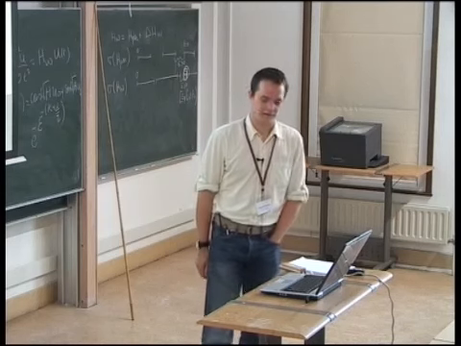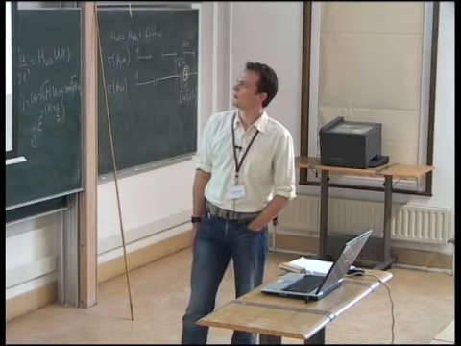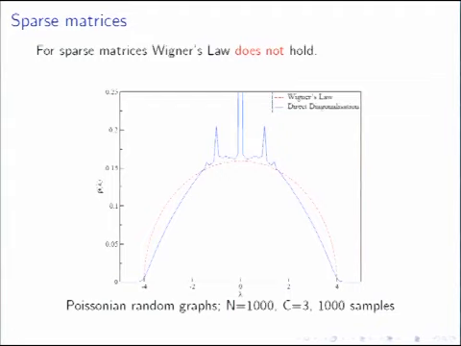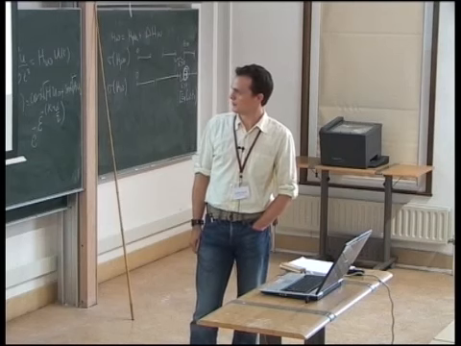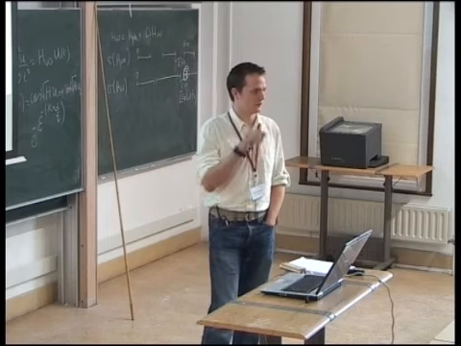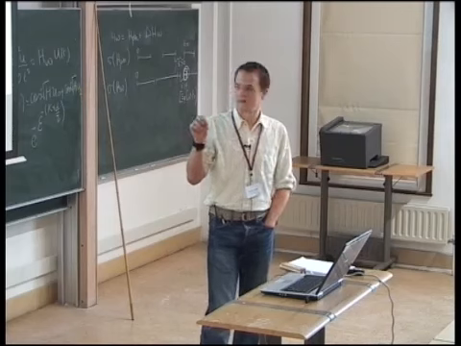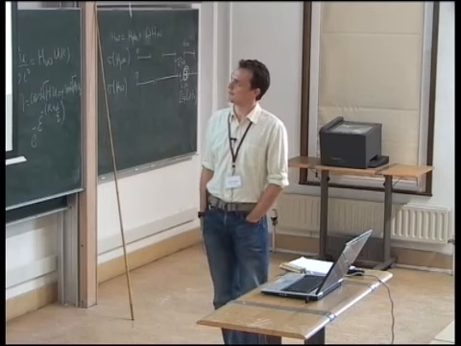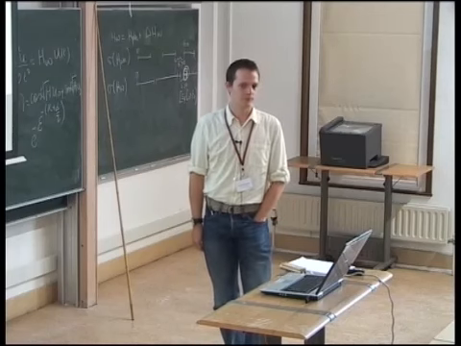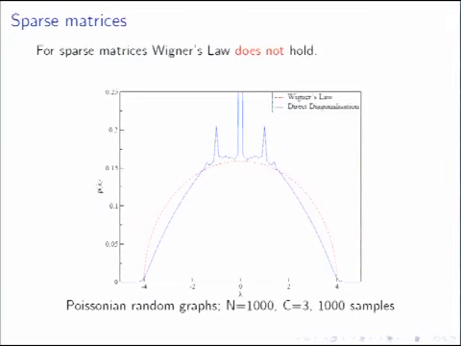For sparse matrices, this doesn't hold, as I mentioned before. So Wigner's law here is a dotted line, and the blue line is a histogram I've generated by making Poissonian random graphs. So what I mean by that is I've taken a large empty 1000 by 1000 matrix, and with probability 3 over 1000 for every possible place I could place a value, I've entered a Gaussian random variable. And when you do this, you get statistics that look quite different. Keeping it symmetric, yes. If you don't keep it symmetric, you get something completely different.